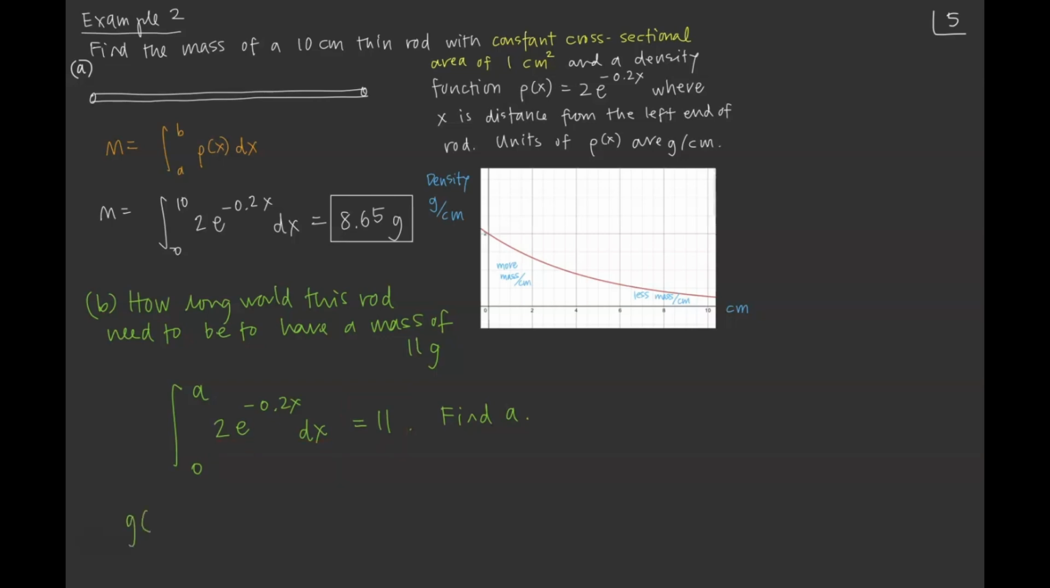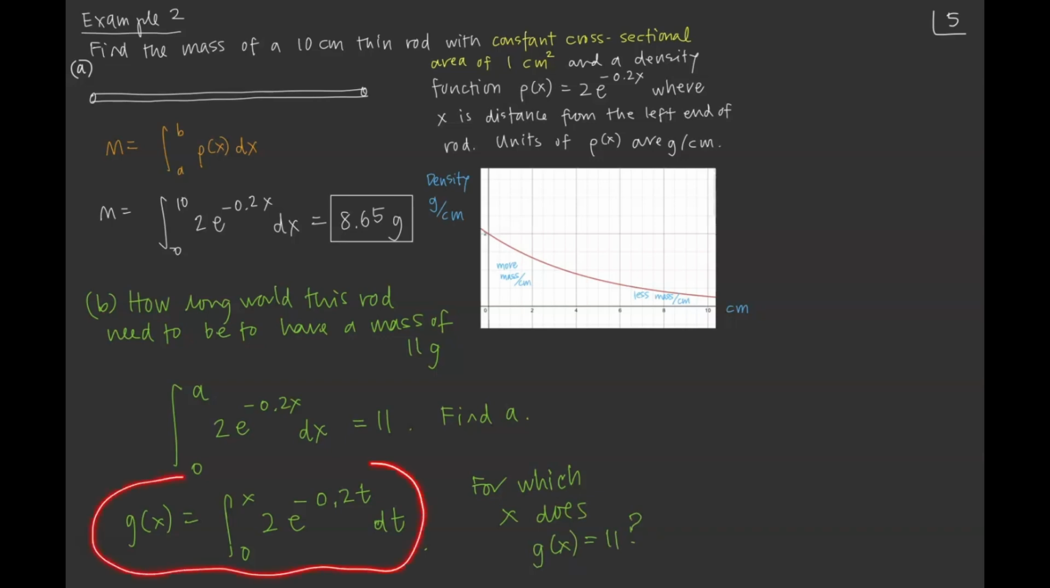So I'm going to define a new function, g of x, and it's the integral from 0 to x of 2e to the negative 0.2 x, but x is already doing a job right here, so we need to use a different variable, and we'll use t, dt. And we ask for which x does g of x equal 11. That's not too hard of a question to answer. We're going to define this function in Desmos, and then we'll find out when that function achieves the value of 11. Hopefully that logic makes sense to you. If not, think through why I am even defining this new function. Well, this is the function that's counting up mass from 0 to a stopping point x, and we want to know when that mass is going to be 11.